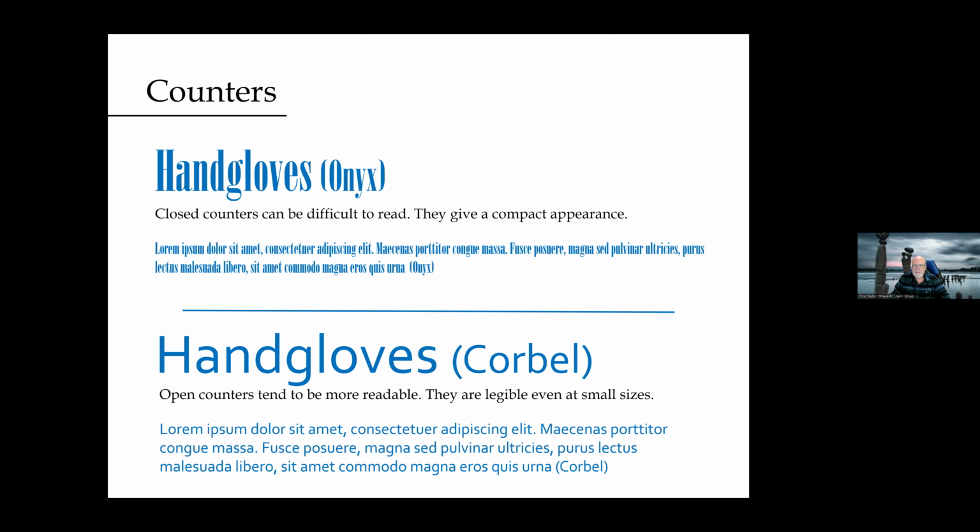On the other hand, something like Corbel has very open counters, and they tend to be more readable and more legible, even at very small sizes.